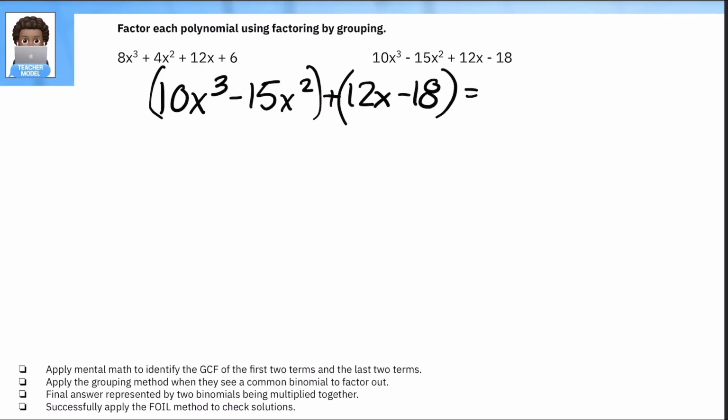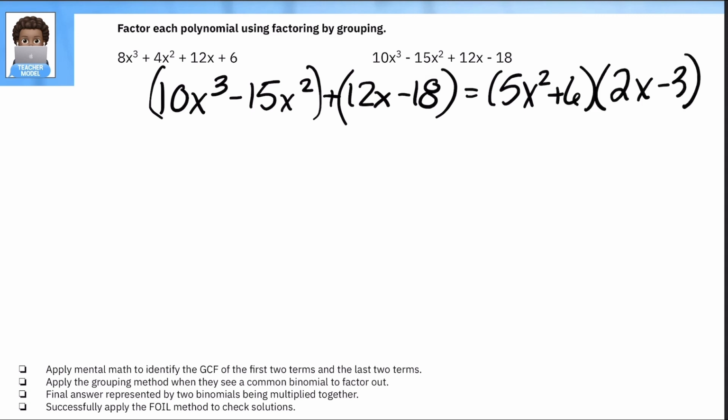Okay, we'll do the reveal on the second one in 3, 2, 1, and this one is 5x squared plus 6 times 2x minus 3. So knowing this, you can recognize that this would have been the greatest common factor for the first set. And in our second set, 6 would have been the greatest common factor.